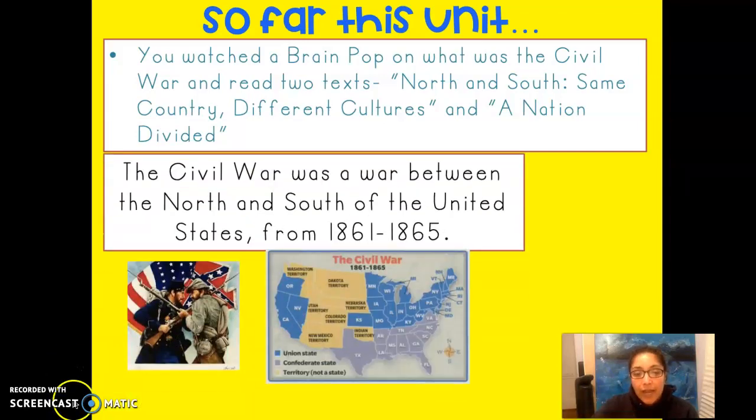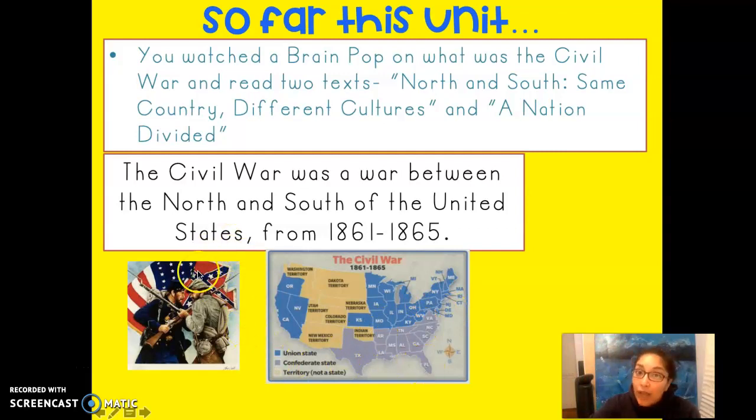And so here we have the map that shows the South and the North, and you learned overall that the Civil War was a war that was fought between the North and the South of the United States from 1861 and 1865. And you learned that the South became its own separate government, crazy, called the Confederate States of America.